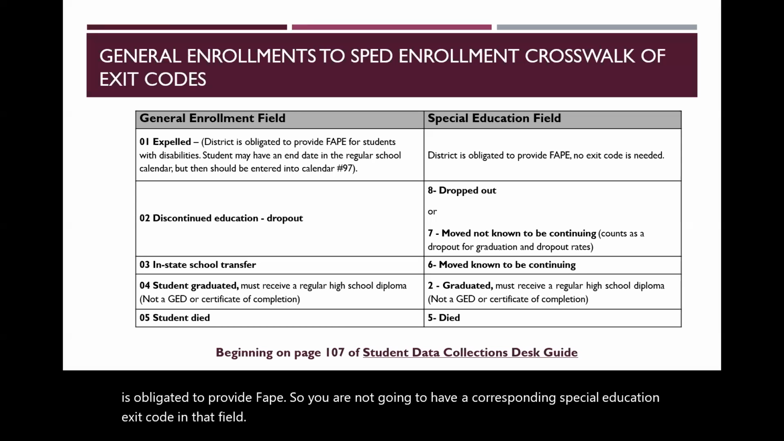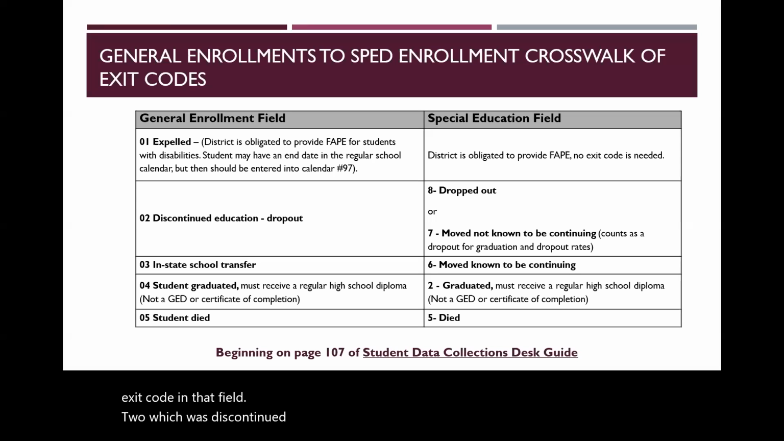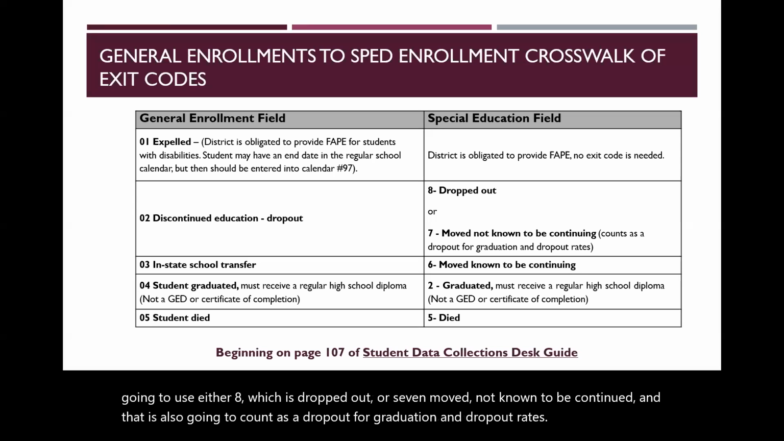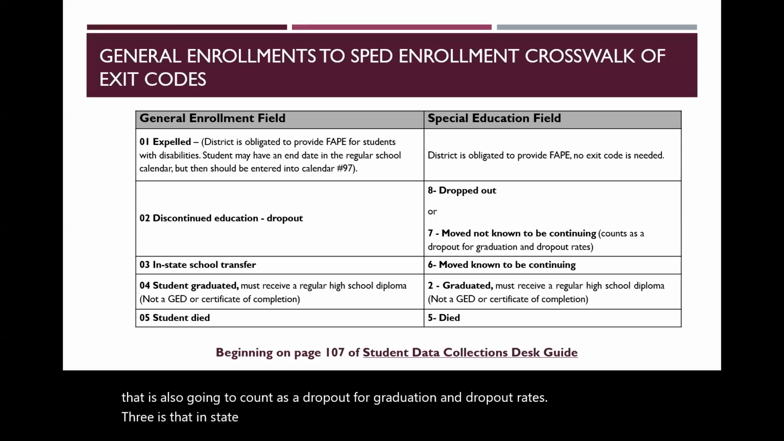2, which is discontinued education dropout. For that special education field, you're going to use either 8, which is dropped out, or 7, moved, not known to be continued, and that is also going to count as a dropout for graduation and dropout rates. 3 is that in-state school transfer. So for special education field, you'll use 6, which is moved, known to be continuing.